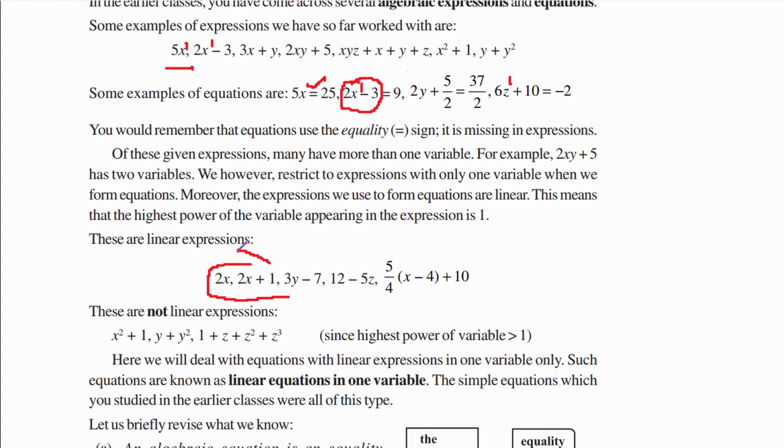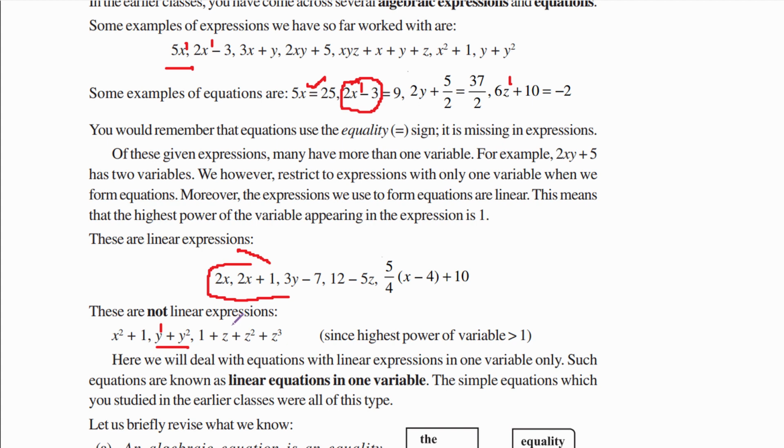These are not linear expressions. The following one: x squared plus 1, y plus y squared. Why? Because the highest power of a variable in the given expression is greater than 1. Here it is 2. If you watch the expression y plus y squared, although we have y with power 1, we also have y raised to power 2. So we will not take the lower power into consideration. We will take the variable having the highest power. So it is 2, therefore it is no more a linear expression. It is quadratic, which we will study in future classes.